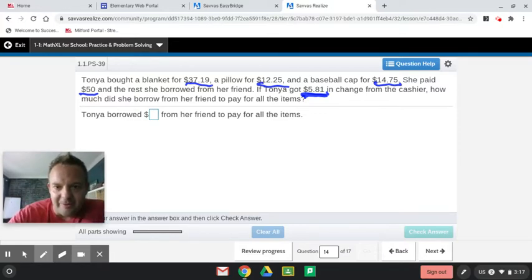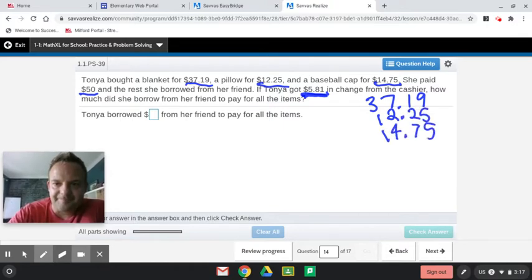All right, here we go. So she paid $50. So the price was more than $50. So we're going to take this total of these 4 numbers and subtract 50, and we'll get what the friend borrowed. $37.19. When you add with decimals, you want to line up the place values. Basically line up the decimals. So I'm doing that now.